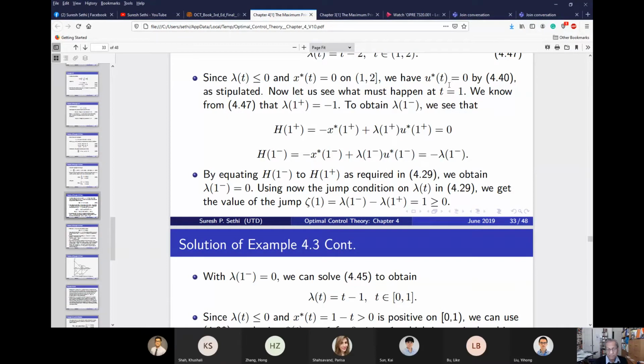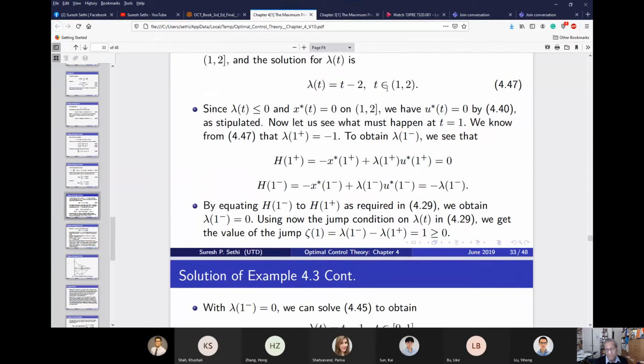Now let's see what must happen at t equal to 1. So we know from 4.7, this one, that lambda 1 plus is minus 1. You see, if you put lambda 1 plus, that's 1 here. So 1 minus 2 is minus 1. So we know this is minus 1. I now obtain lambda 1 minus.